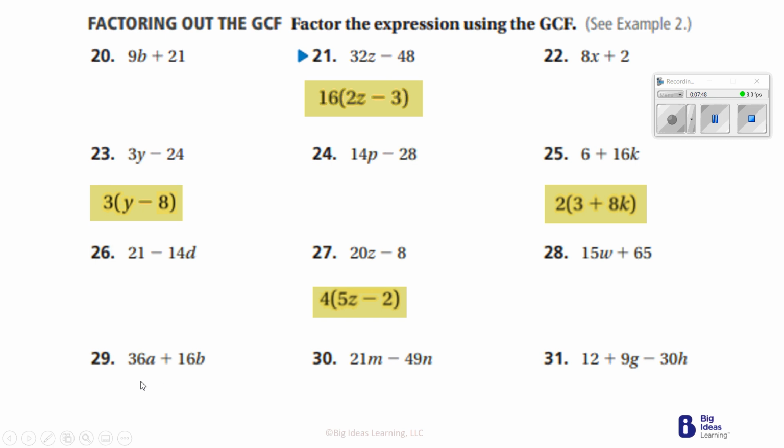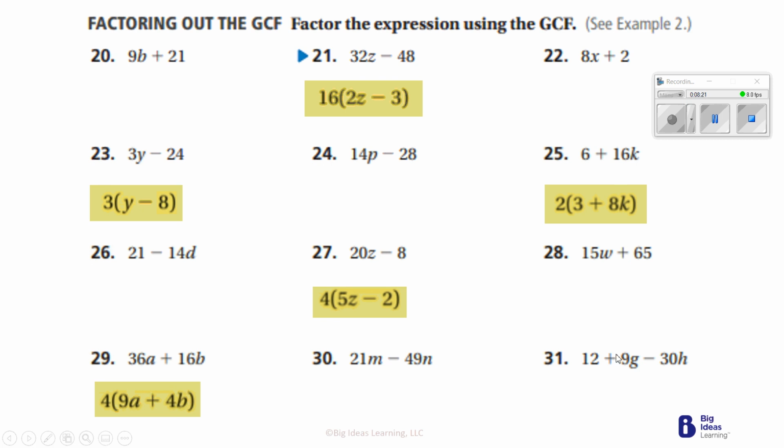Number 29 is next. Let's see. What goes into 36 and 16? I'm thinking 4. I know that 4 times 9 is 36, and 4 times 4 is 16. I could also say 8, but that would not go into 36. So I'm going to refrain from that and say that it's got to be 4. So my guess is 4 times 9a plus 4b.